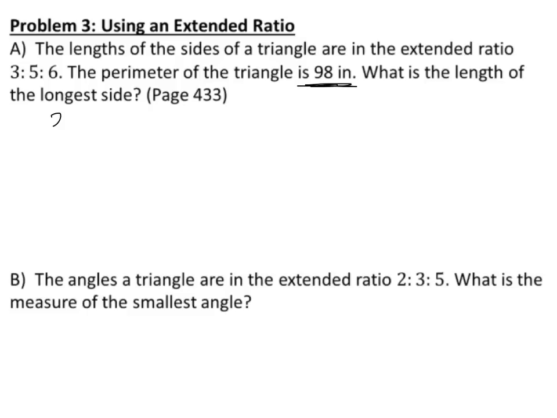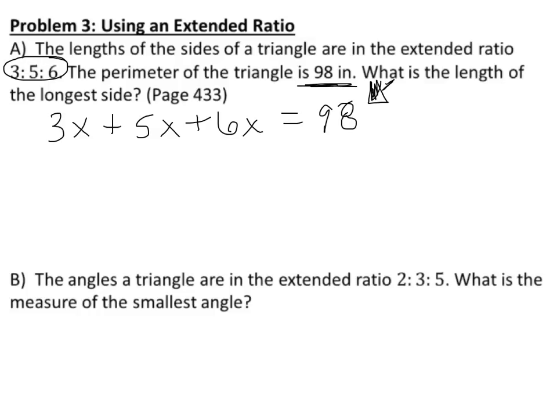So I know that my 3 side lengths, so I have 3x plus 5x plus 6x is equal to 98. How do I get this? This is my total, and you always have to use your ratio in the problem with your multiplier to set up your equation. So in this case, I'm going to have 14x is equal to 98. I get that x is equal to 7.